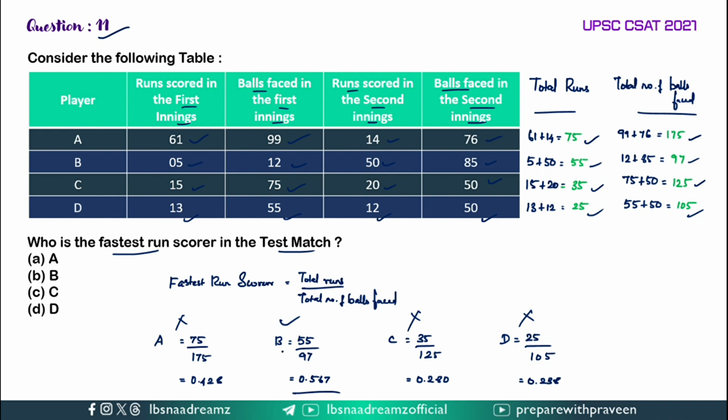So option B, that is player B is the fastest run scorer. Now let us check the answer. Yes, option B is the right answer. B is the fastest run scorer.